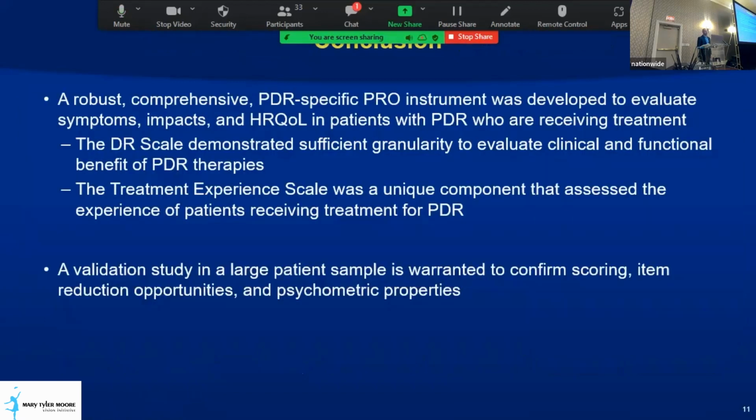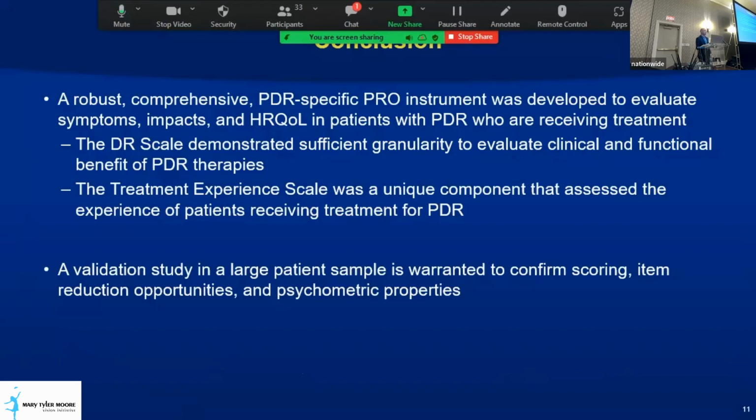So in conclusion, a robust, comprehensive PDR-specific PRO was developed to evaluate symptoms, impacts, and health-related quality of life in patients with PDR who are receiving treatment. We feel the DR scale demonstrates sufficient granularity to evaluate clinical and functional benefit of PDR therapies. And the treatment experience scale was a unique component that assesses the experience of patients receiving treatment for PDR.